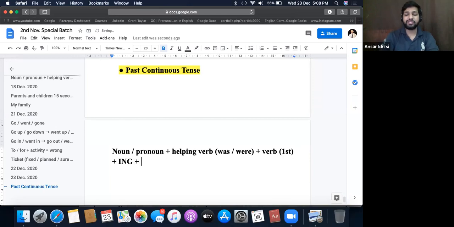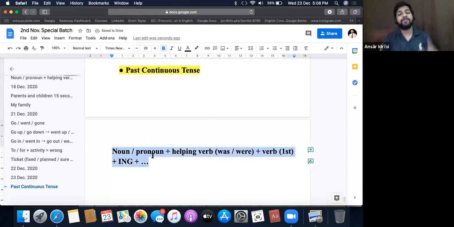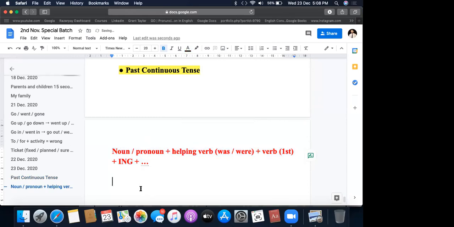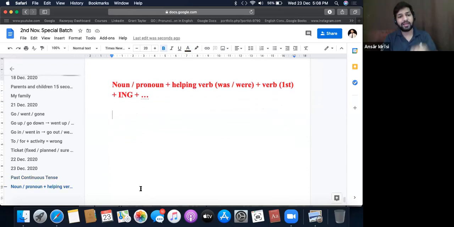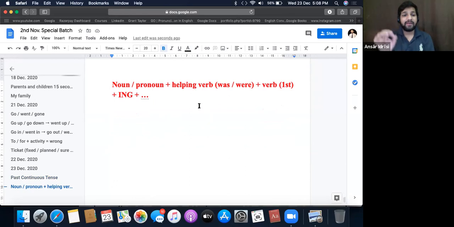Always remember, when do we put ing? Only with the continuous tense, and we put ing only on the first form of a verb. Yes or no? Yes. कभी ऐसे सुना है क्या broking? कभी सुना है क्या brokening? No. Breaking. So only first form के अंदर ing लगता है. When something was in progress in the past, we use past continuous tense.